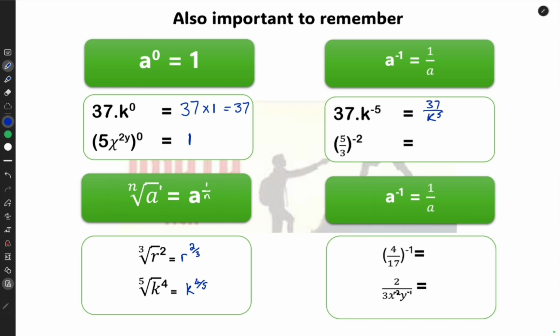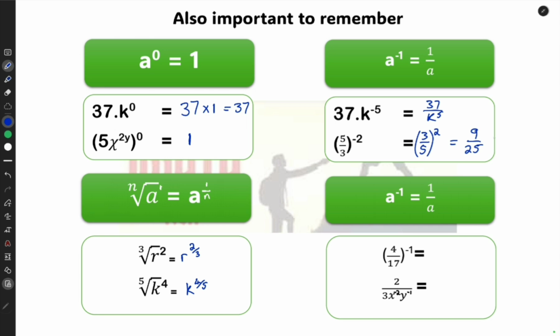The next one, very important rule. If it is a fraction in a bracket and it has a negative exponent, you just flip the fraction. So this is going to be 3 over 5. The minus I now used to flip it, so I'm just going to put a square on the outside. The final answer is 9 over 25.